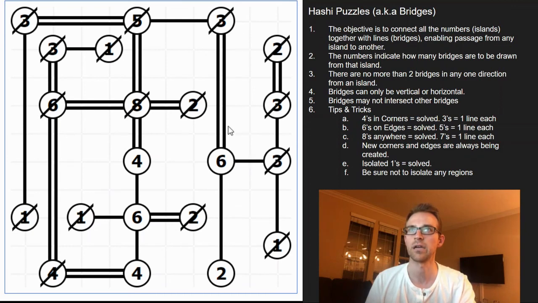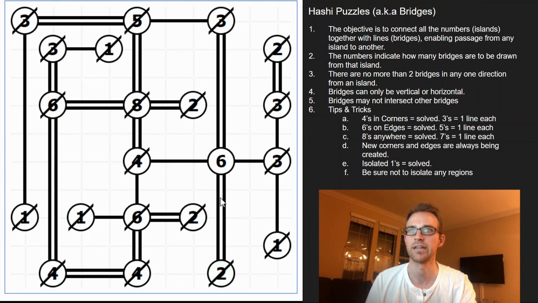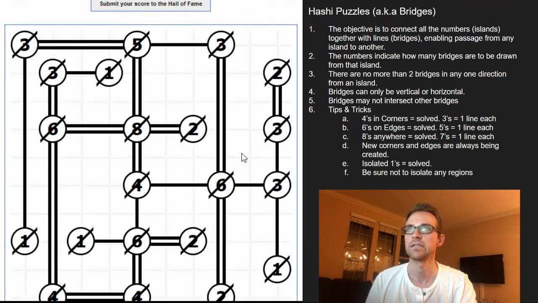Can't go to the right, can't go to the left. Can't do 2 lines this way. So at least 1 line has to go that way. That solves that 4. 2, 3, 4. So the 4 is solved. This 6 needs 1 more line, right? 2, 3, 4, 5. Can't go to right, left, or up, so it's got to come down. That solves the 4, and now the 2 comes up for its second one. And this 6 now has 2, 4, 5, 6. Yep, there we go. So that is that.